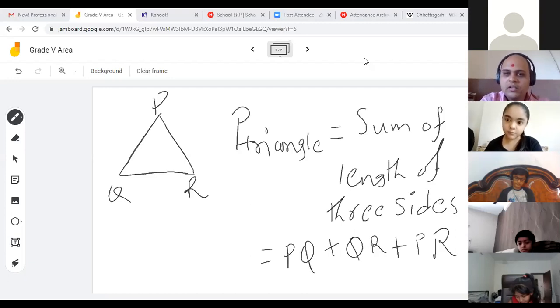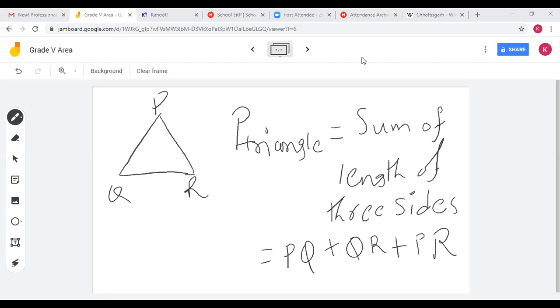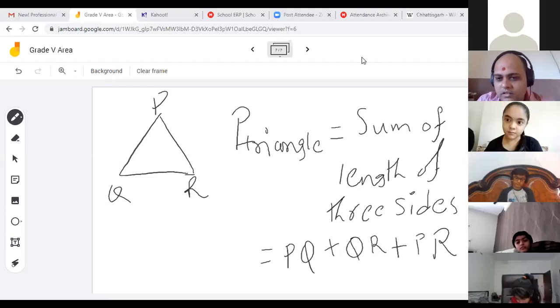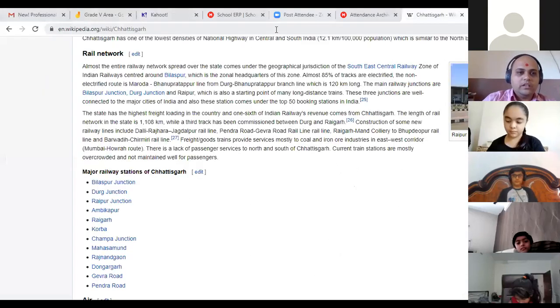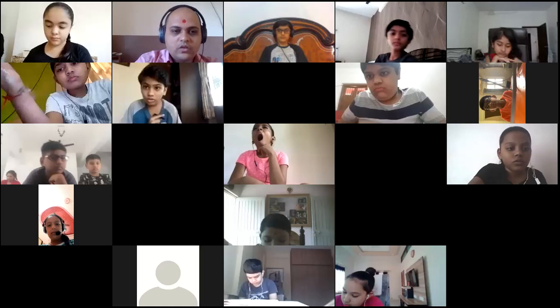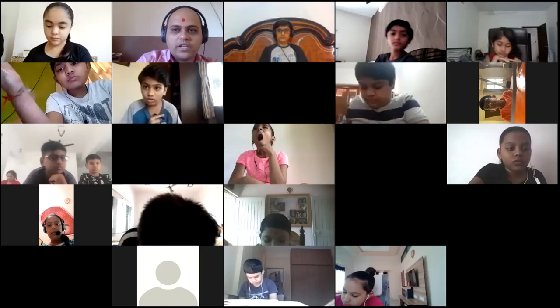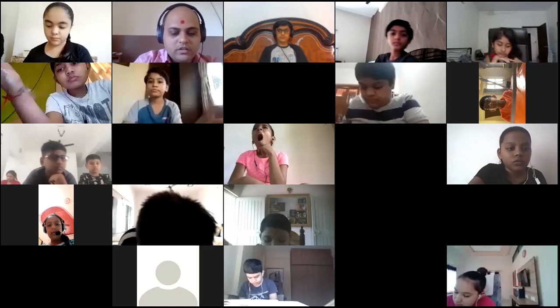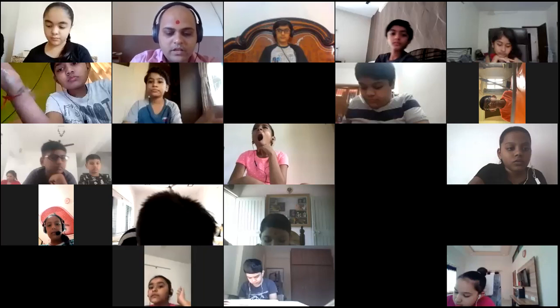Done. Alrighty. Then now comes area. Area of a square and area of a rectangle. That's what we are going to learn. What is the area of a square?